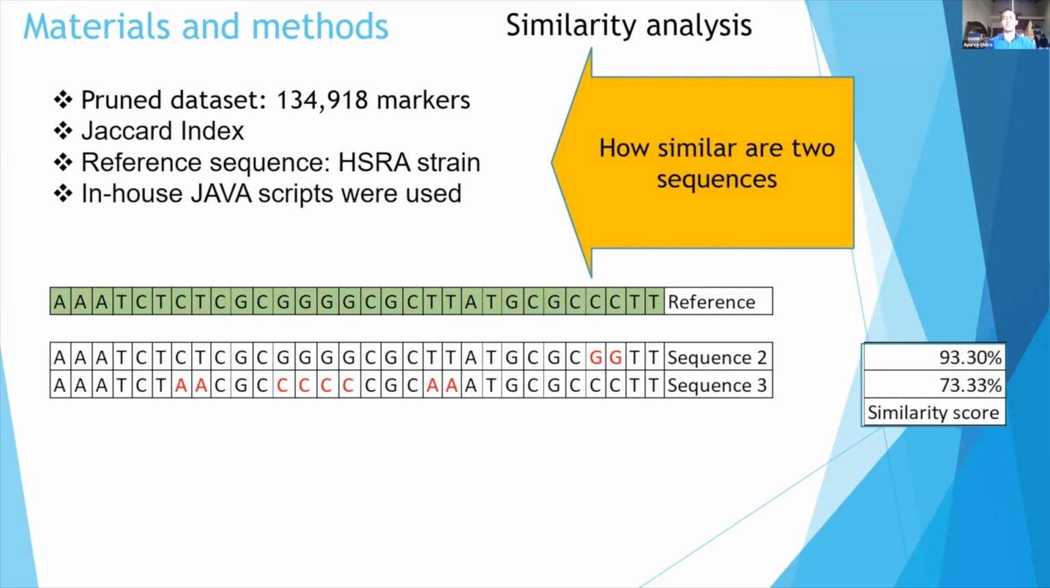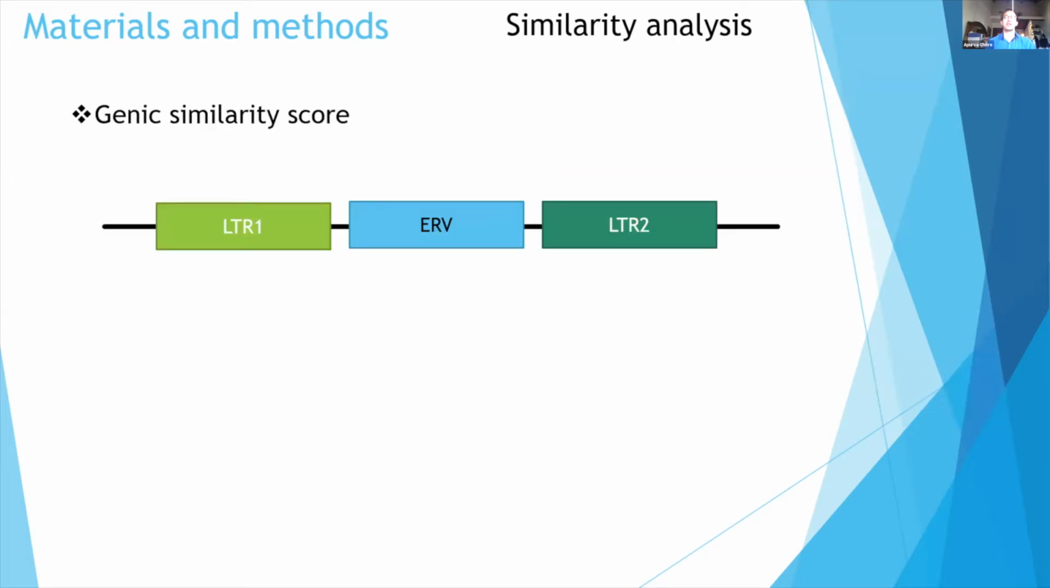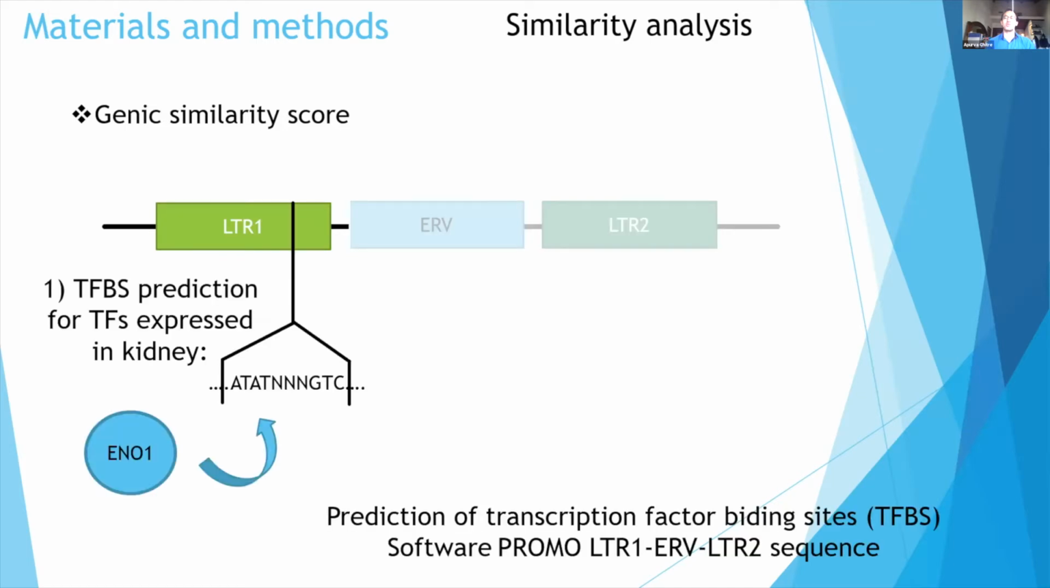So here you have a metadata example, one reference, the HSRA strain, and 2 different individuals. So you are going to perform a pairwise comparison between each individual against the reference. And the result, the similarity score, comes from how many elements are in common between the 2 sequences that you are comparing. We used the most probable polymorphisms associated with this phenotype, the insertion of the endogenous retrovirus sequence. We did this analysis in 2 different steps.